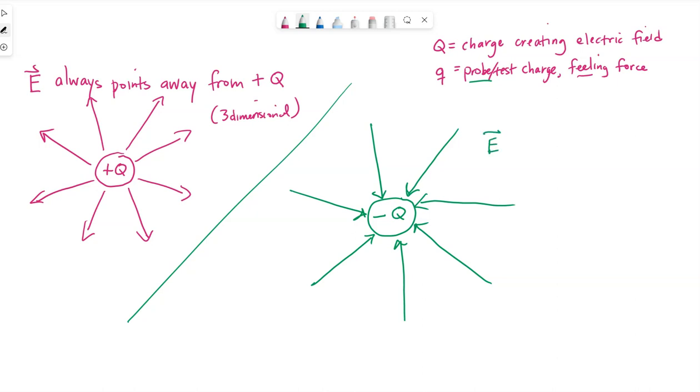So electric field always points towards negative charges that are creating this field. This is three-dimensional as well, meaning that you're coming in from every direction towards a sphere.